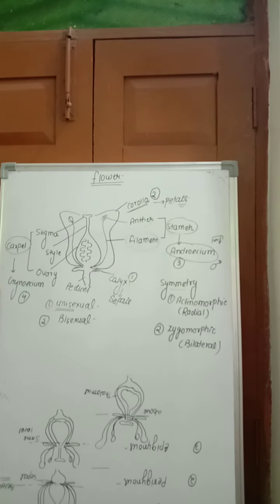Next one, gynoecium, represents the female parts of the flower, which is composed of the carpel or pistil. It contains stigma, style and ovary. So that is about the parts of the flower.